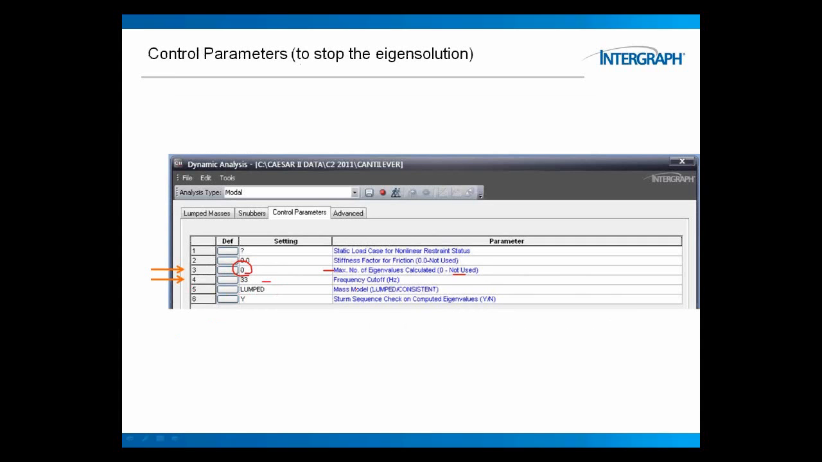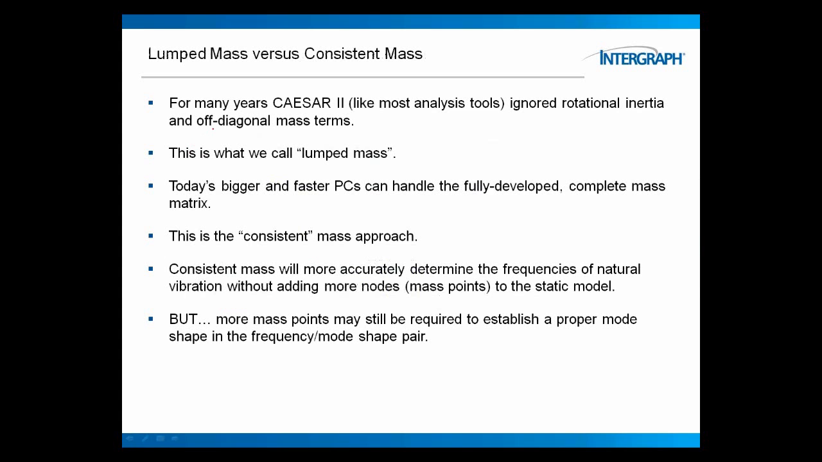Now, row 5 talks about the mass model, lumped or consistent. Well, for many years, Caesar 2 and most all analysis tools ignored rotational inertia and the off-diagonal mass terms. Okay? Your mass is just XYZ at node 10, XYZ at node 20, XYZ at node 30. No rotation, no off-diagonal terms. That's what we've always called the lumped mass model. Again, that bowling ball thing where we're watching these bowling balls move back and forth, being attached to one another by springs.